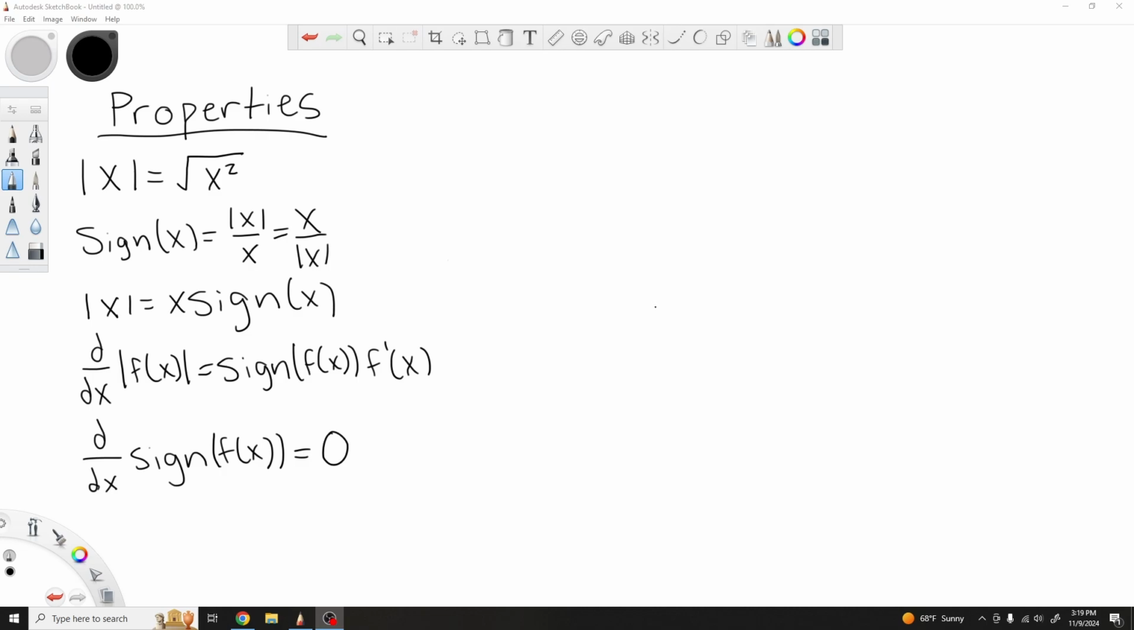All right, so we now have everything that we need to find our antiderivative. So let's go ahead and take the antiderivative of the absolute value of any function f of x, and I'm going to rewrite it using this third property. We're going to get the antiderivative of sine of f of x times f of x dx.